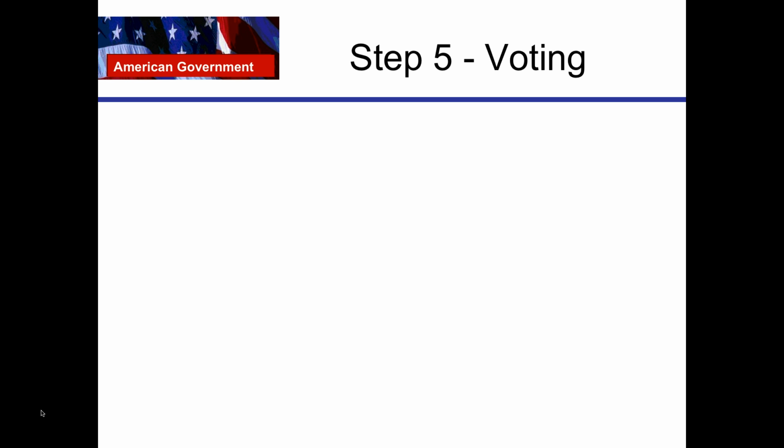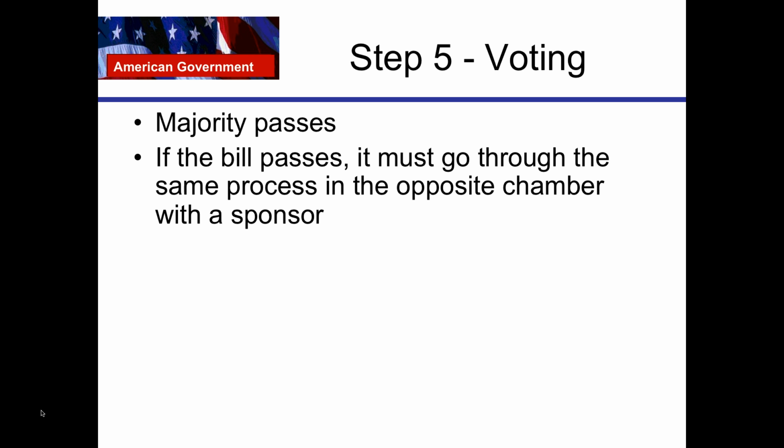So step 5 is voting. Generally, a majority is going to pass the bill. If the bill passes, it must go through the same process in the opposite chamber with a sponsor. So a bill needs to pass the House and the Senate in order to make it on a president's desk.